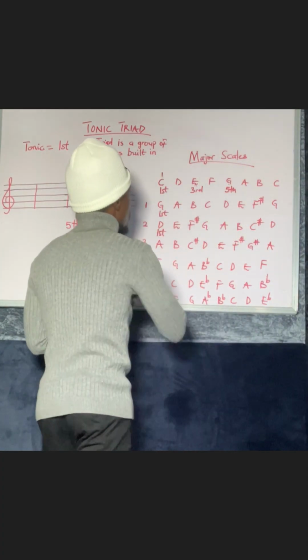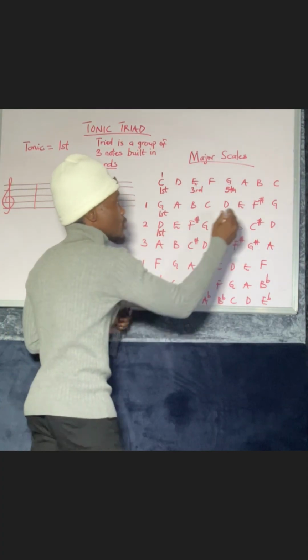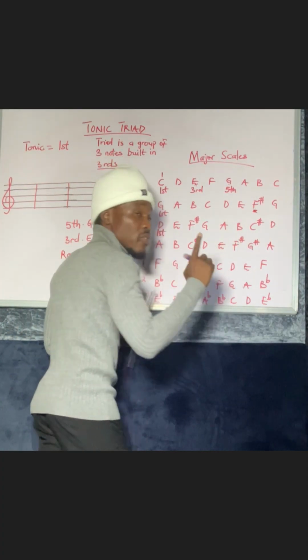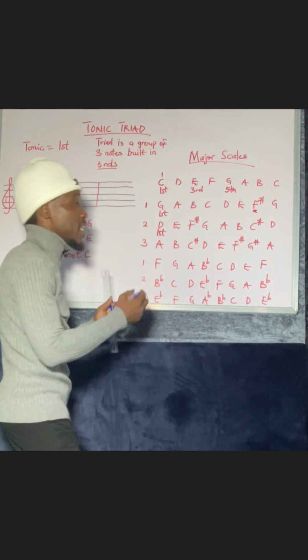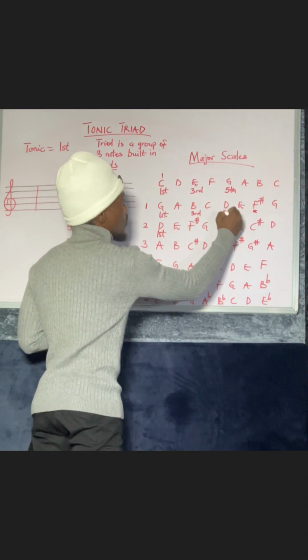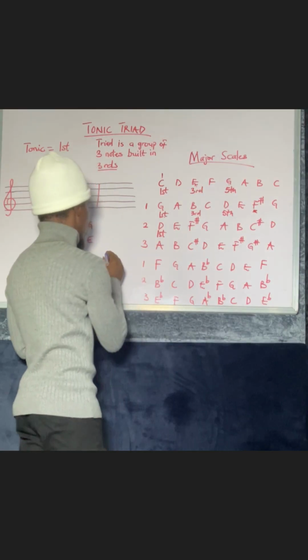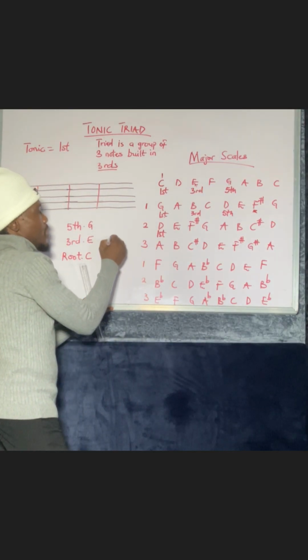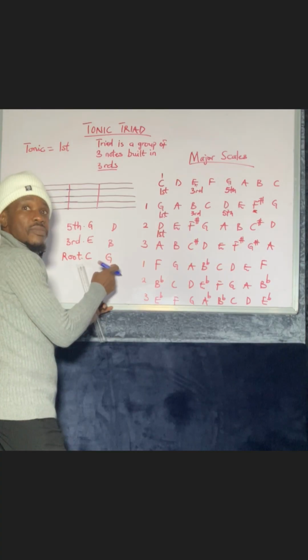Then let's move to G major. G major has one sharp at where? At F. It's very, very important for us to understand that. So what is the tonic triad here? The first note, the third, and what? The fifth. So here we have G, B, D. G, B, D, for G major.